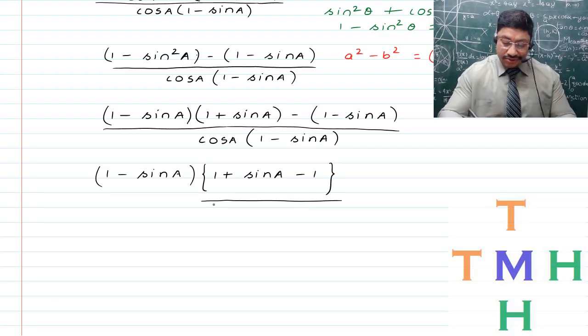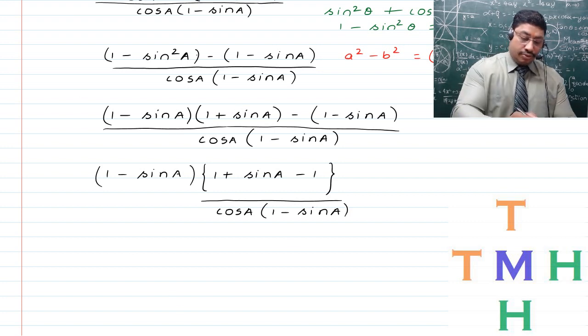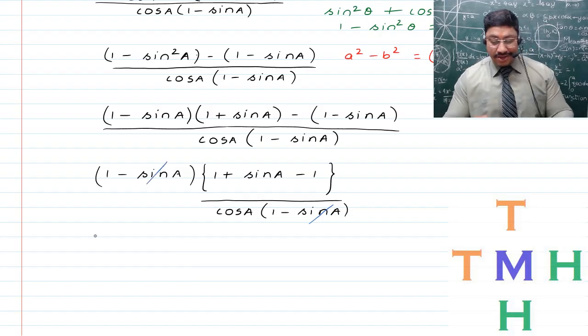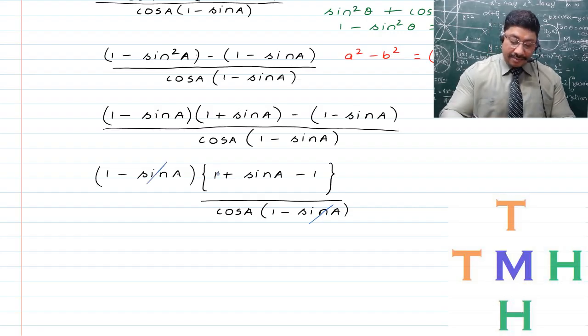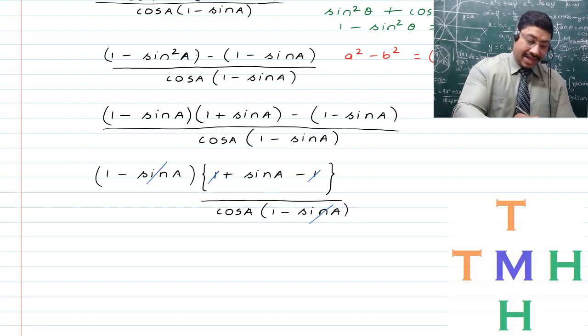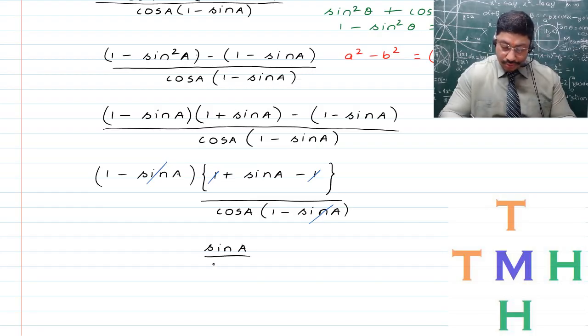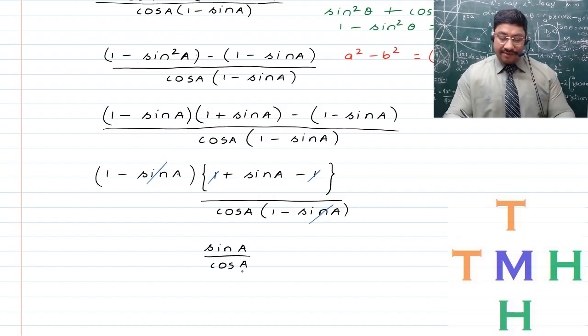Now in the denominator, children, you have cos A, which is multiplied with 1 minus sine A, and as it is multiplied with cos A, both of these terms are now going to get cancelled. That is, 1 minus sin A will get cancelled from the numerator and from the denominator, and plus 1 minus 1 will also get cancelled. As such, now you will just be left out with sin A in the numerator, and in the denominator you'll be left out with cos A. So this is what is going to be left out.